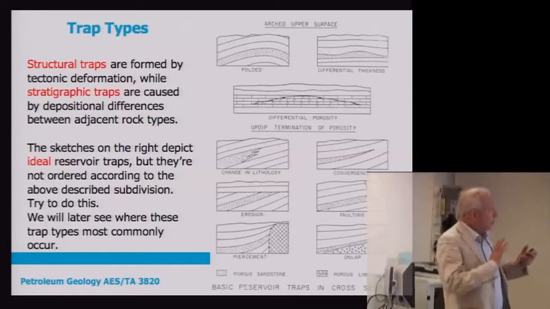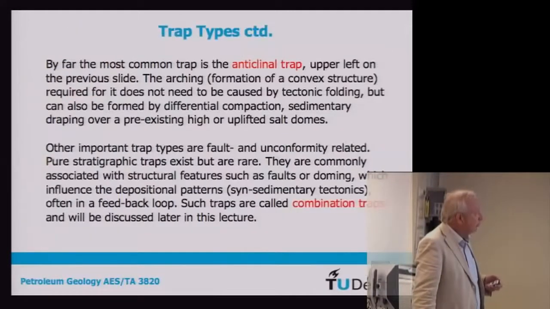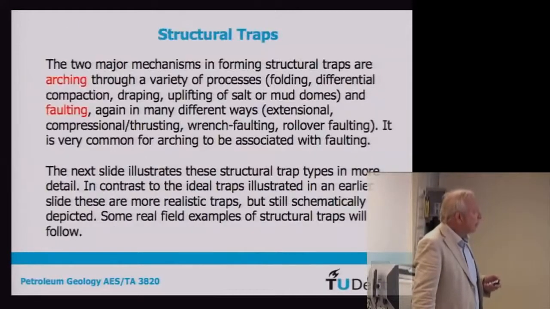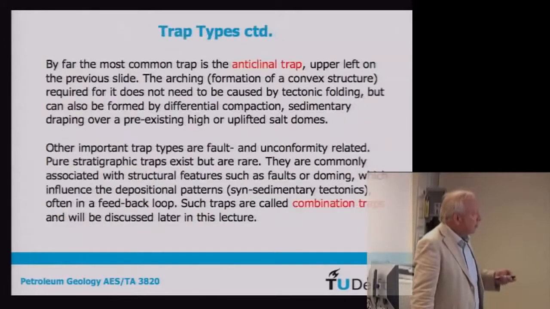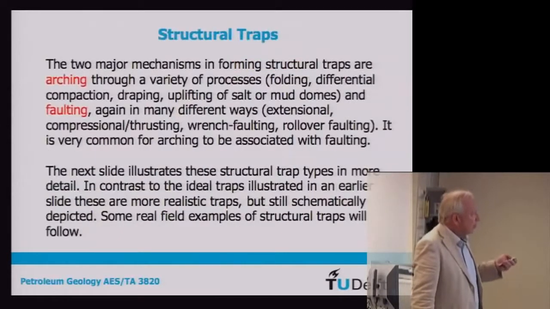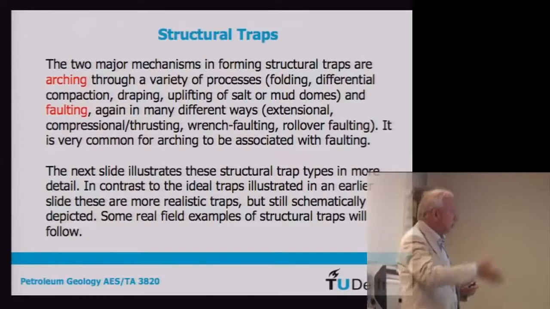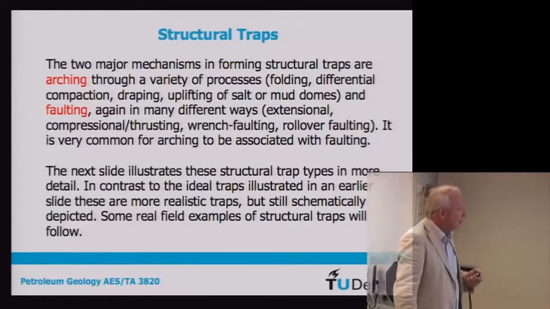All right. These are the main traps we find. I'll skip this other one here, because it talks about combination traps, and we'll get back to that later on. So what really is important here is the arching, right? And there can be many reasons, right? It can be folding, differential compaction or draping, uplifting of a salt or a mud dome and so forth, and faulting. So those really are major mechanisms that affect traps.